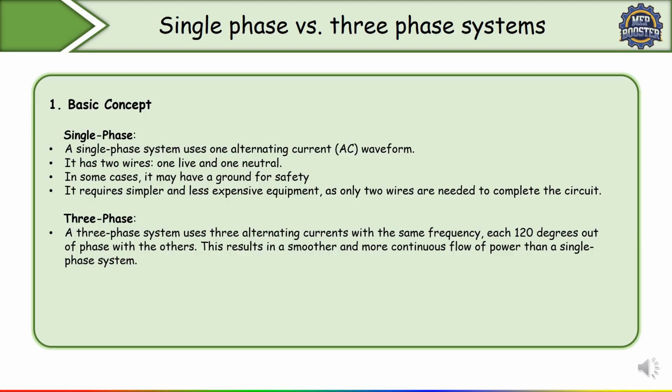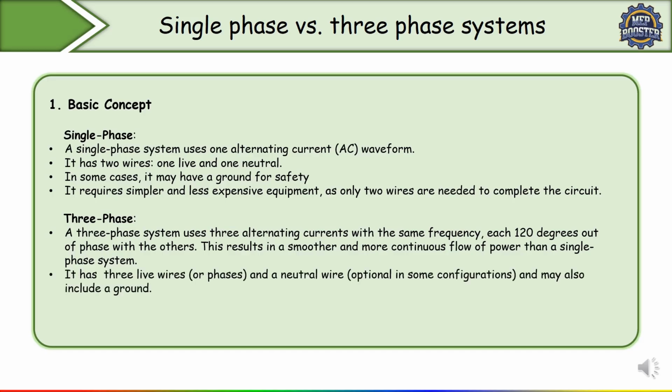So what is it? A three phase system uses three alternating currents of the same frequency, each 120 degrees apart in phase. So it has three live wires for phases and may have a neutral wire, optional based on the system configuration. It may also include a ground wire for safety purpose. So the characteristics of three phase system are what?